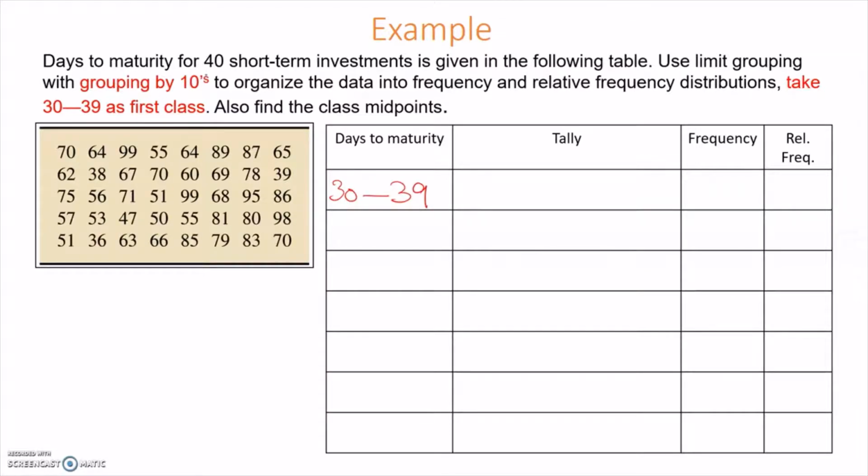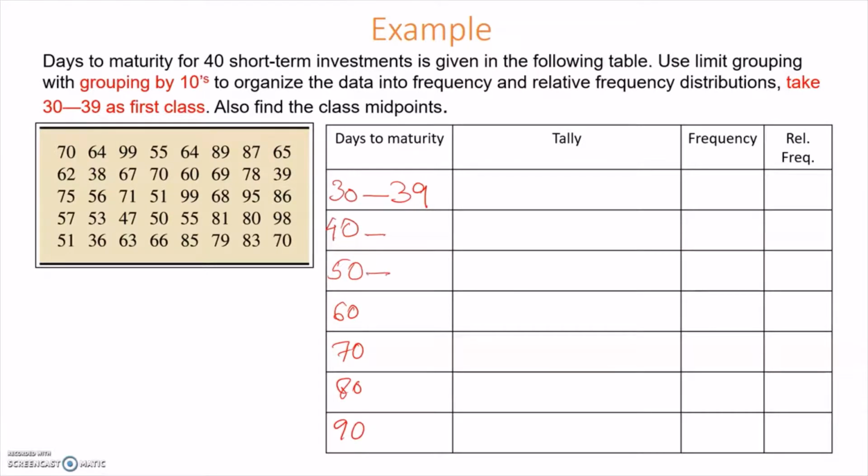Now note that he is asking us to do a grouping by tens. So what I'm going to do, this is the lower limit of the class and this is the upper limit of the class. I'm going to add 10 to this lower limit to write all the lower limits. 30 plus 10, 40. Then I have a 50. Then I have a 60, a 70, adding 10, 80, and a 90, right?